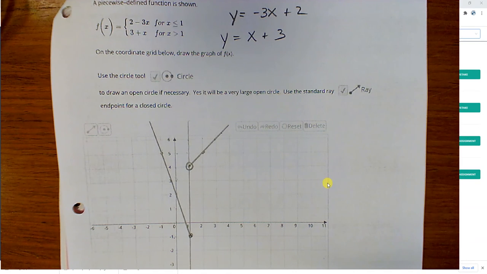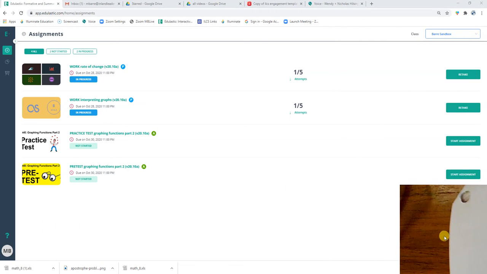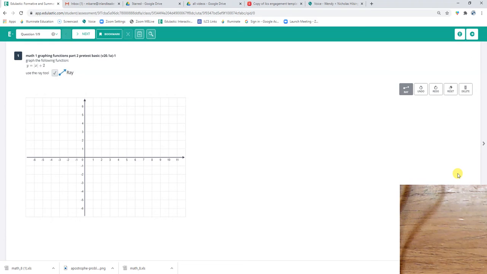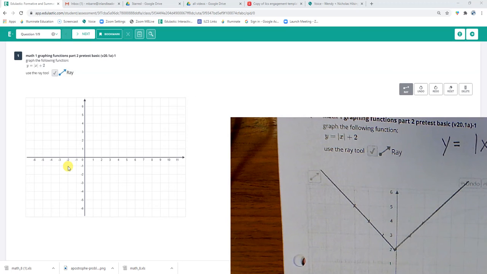So let's see if I can actually get this into Edulastic. This was the pretest. We'll see if I can take the stuff that I just wrote down and get it into Edulastic. Okay, let's graph this. This was an absolute value. Let me get this in here. Start at 2. Oh, I don't have the check answer feature going.